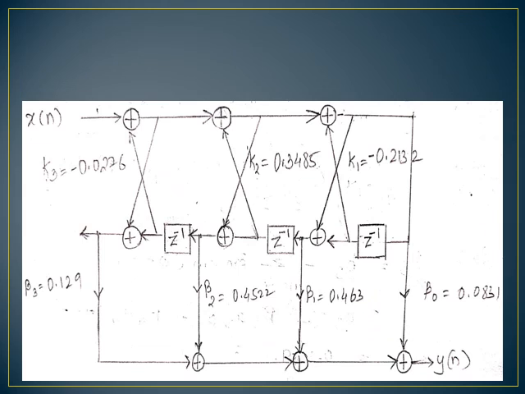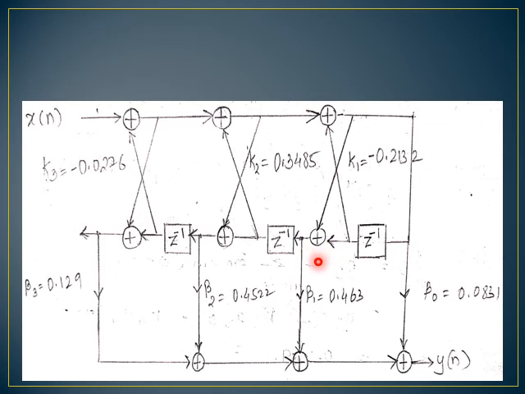So this is the structure for the lattice ladder IIR filter now. This is the upper term, where K represents the poles and beta represents the zeros. For each K term, we have 2 adders and 1 delay. So this is my K3, this belongs to K2 and this belongs to K1.